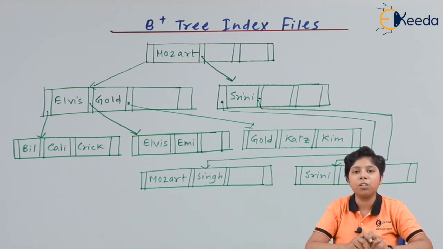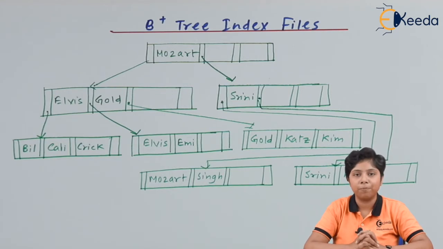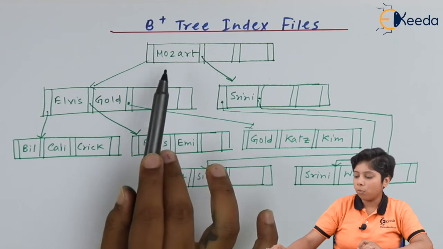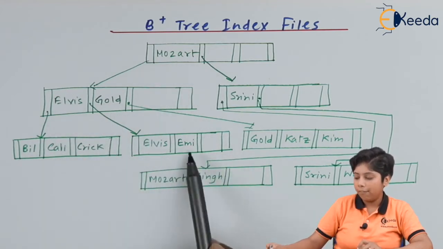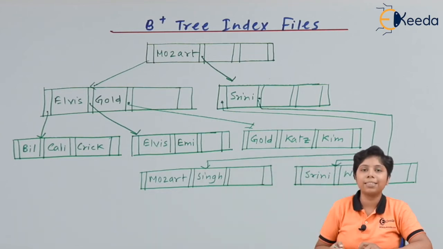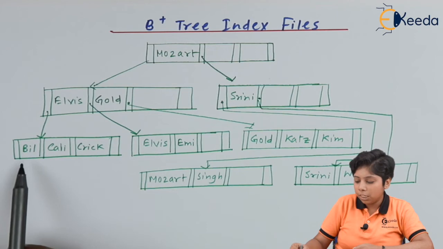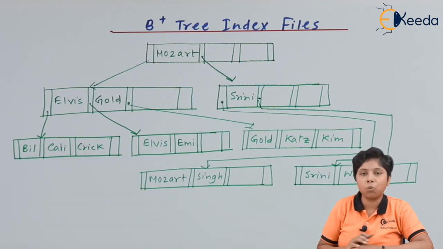We need to split up the node and arrange things so that all the leaf nodes belong to the same order. Then the insertion is possible. Say in our table we have Mozart, Elvis, Gold, Bill, Kelly, Creek, Elvis, Emily, Gold, Cat, Kim, Mozart, Singh, Srinivasan, Wu as the leaf nodes. Now Adams needs to be added to this group of Bill, Kelly and Creek.